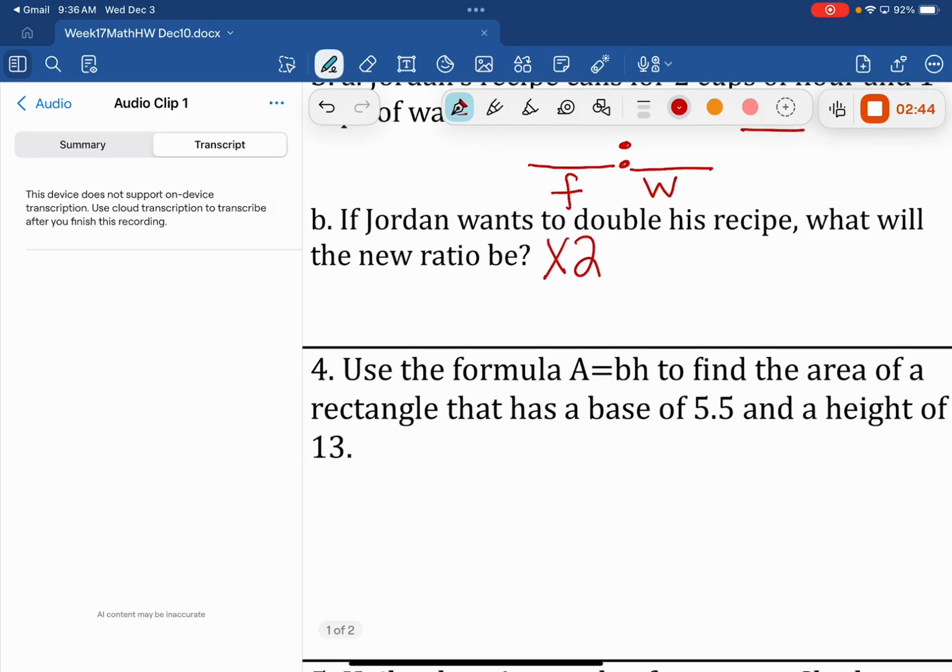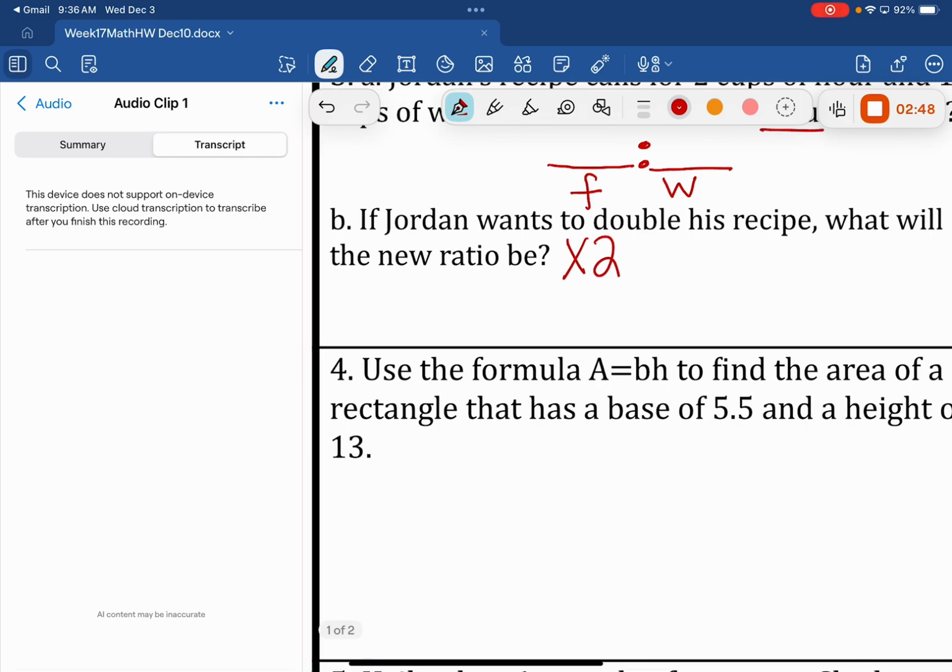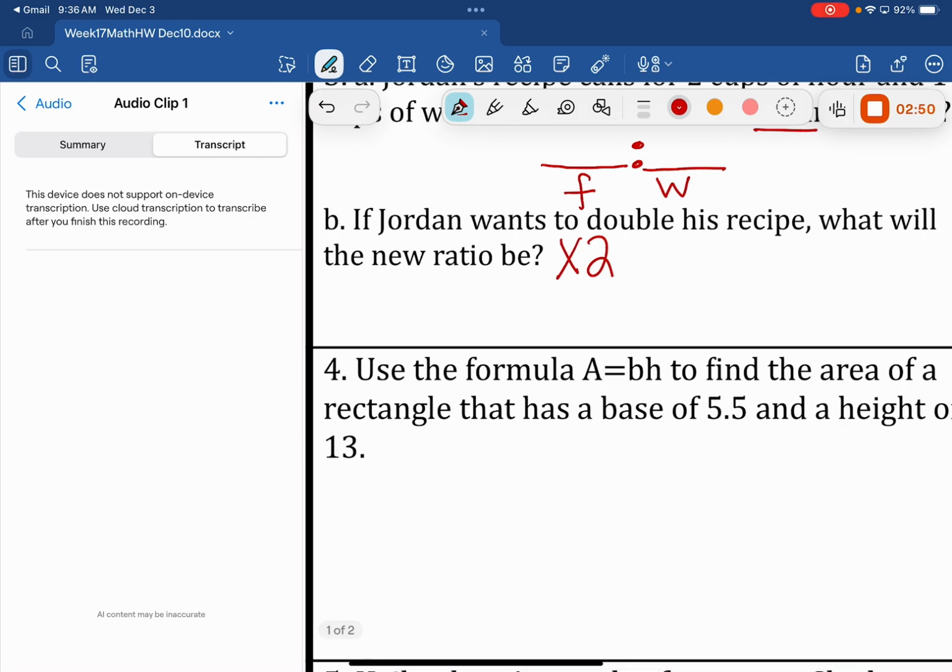Use the formula area equals base times height to find the area of a rectangle that has a base of 5 5/10 and a height of 13. Well, if it's base times height, I'm just going to take the two numbers and multiply them together. Make sure that when you have your answer, you take into consideration where the decimal is and move your decimal over, and it has 1 digit left over at the end as well.